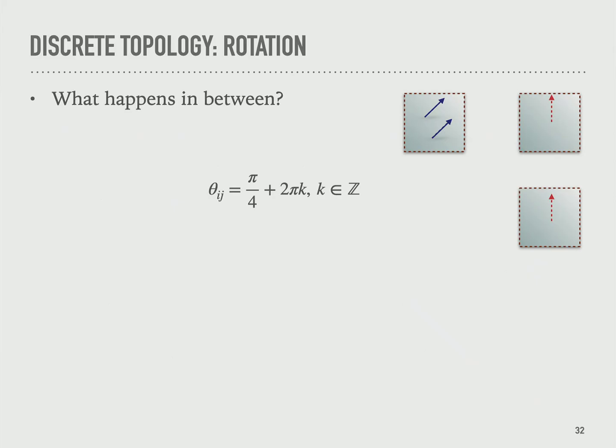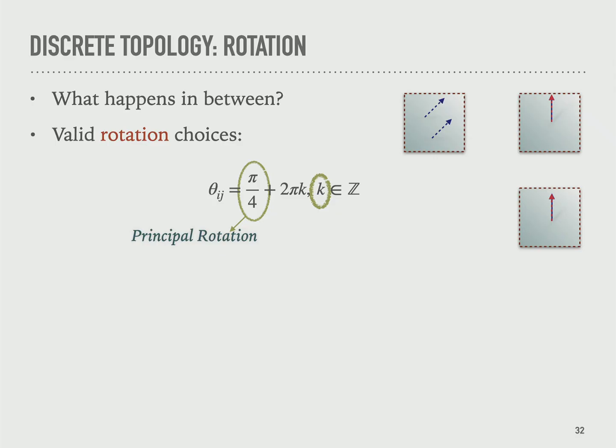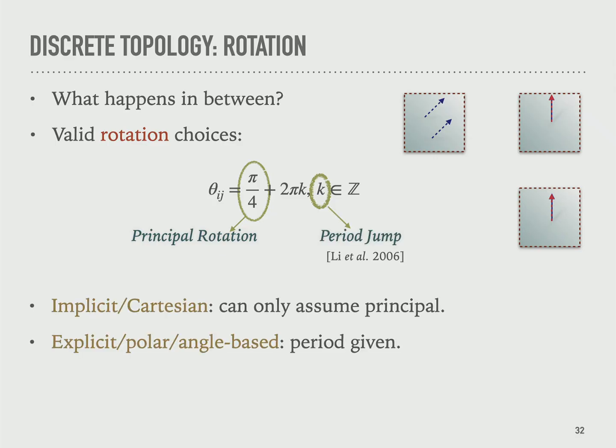And then there is the actual rotation. This was the choice of who goes to whom, but there's also how many times it does this rotation before you do that. So there are valid rotation choices that are encoded by another integer, which is, again, some kind of least effort rotation versus any other wild choice, which is called a period jump. If you don't know what happened in between, like you didn't prescribe it, you only got those 2 vectors, the only thing you can do is assume principal, which means the least movement. You cannot do otherwise. But if someone gave you the choice, then you can do it.